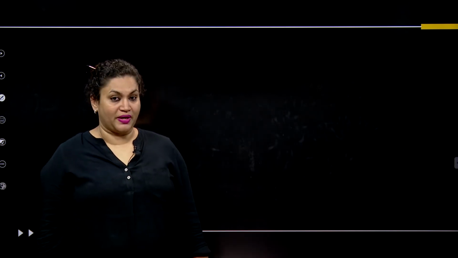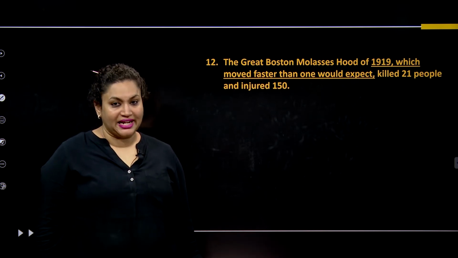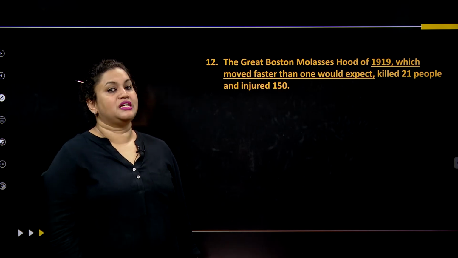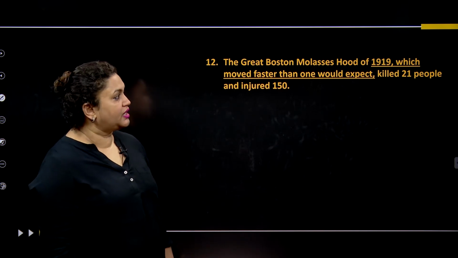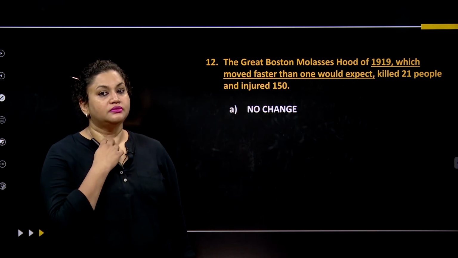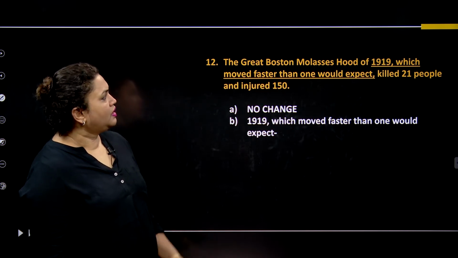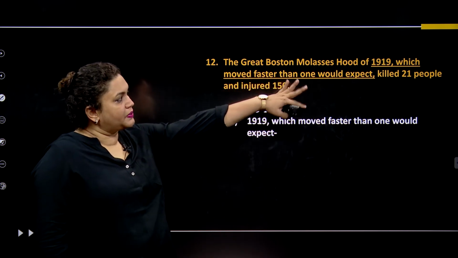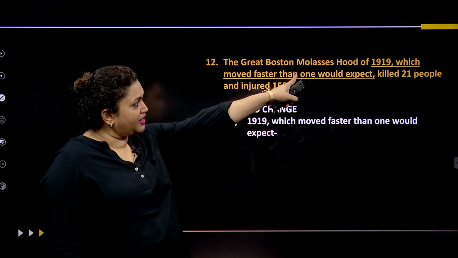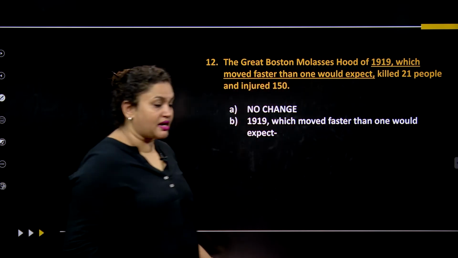Let's go to question number 12. The Great Boston Molasses Flood of 1919, which moved faster than one would expect, killed 21 people and injured 150. Let's see the options. Before that, let's just check once. The Great Boston Molasses Flood of 1919, comma. Now, what were we talking about? We are talking about the Great Boston Molasses Flood, which then the comma there is right.